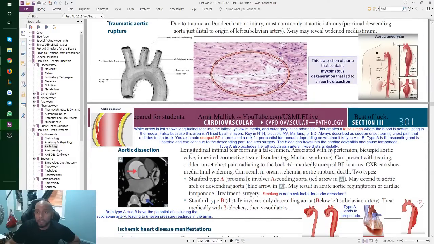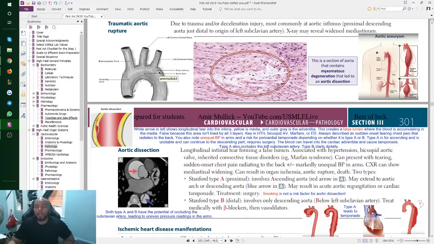This can occur to anyone that has a really bad car accident. It's due to trauma and/or deceleration injury, most commonly at the aortic isthmus, which is proximal to the descending aorta, just distal to the left subclavian artery, which is pretty much right there. Aortic isthmus is labeled here, right after the left subclavian artery.